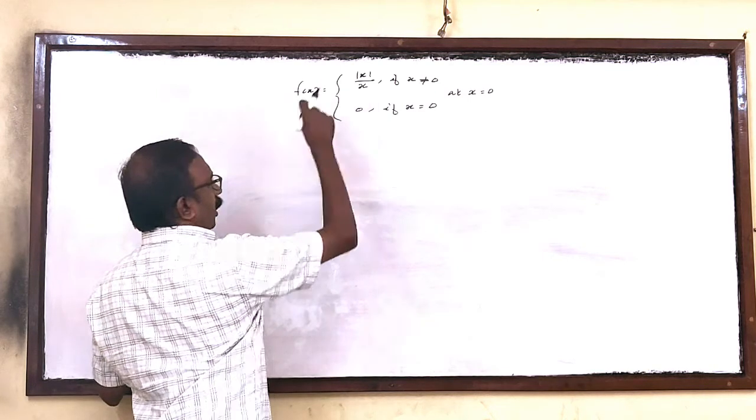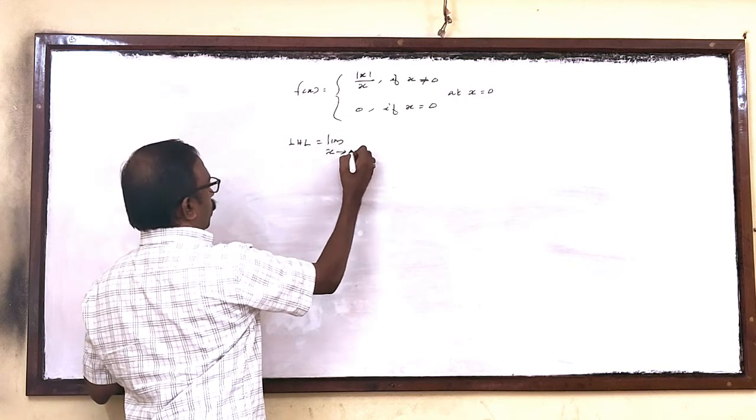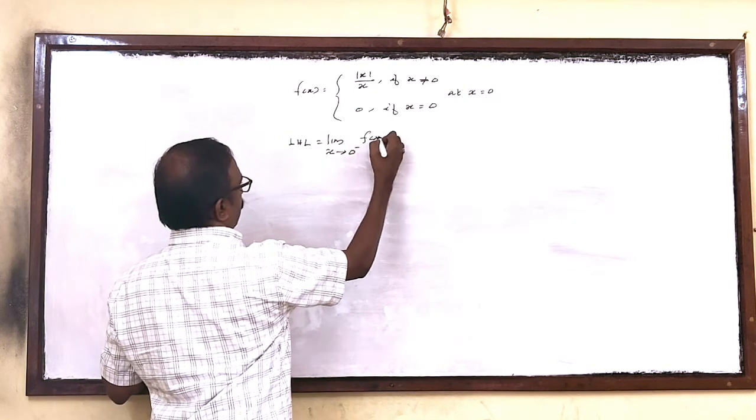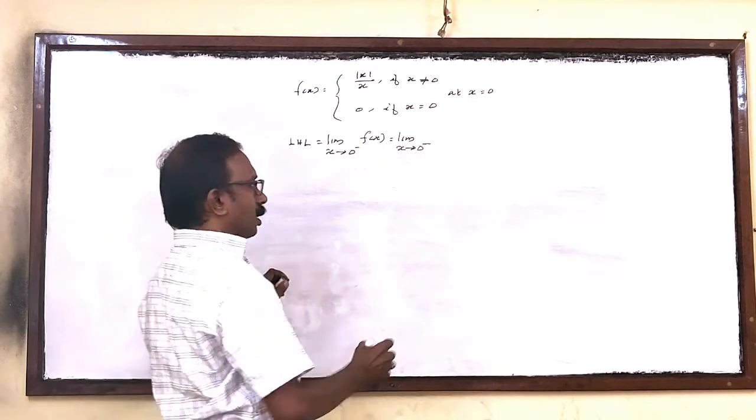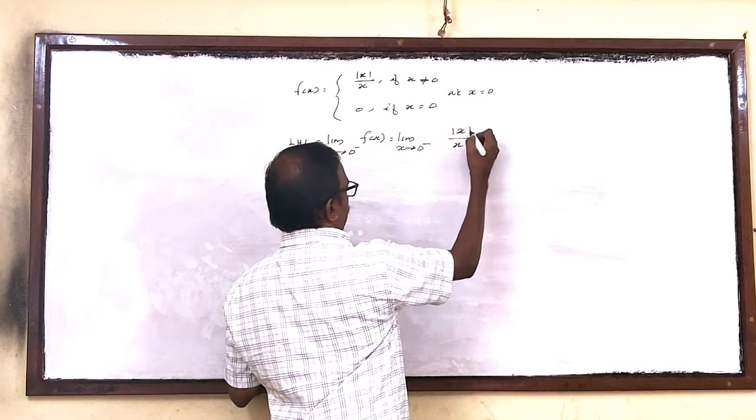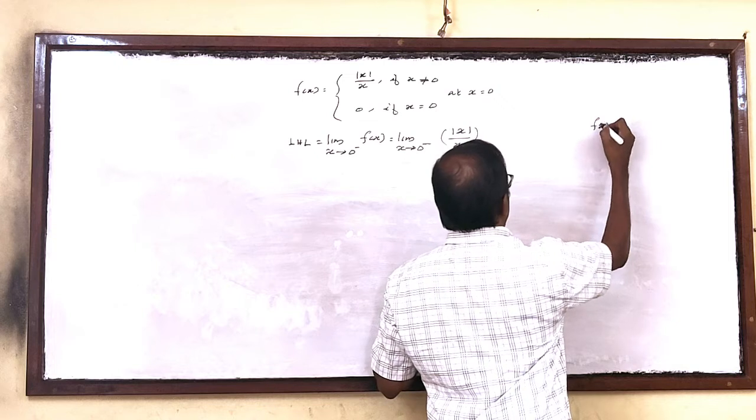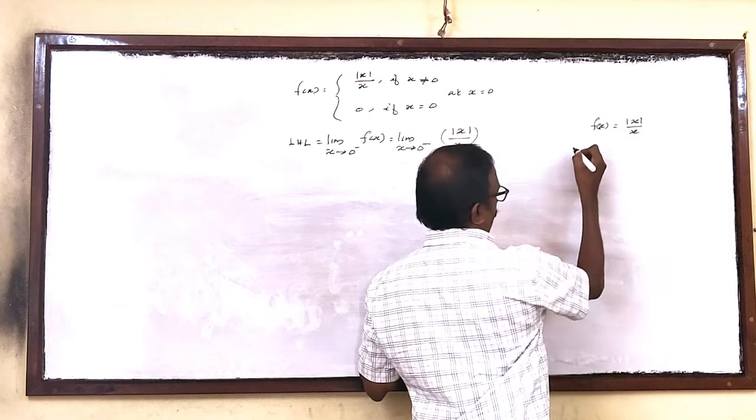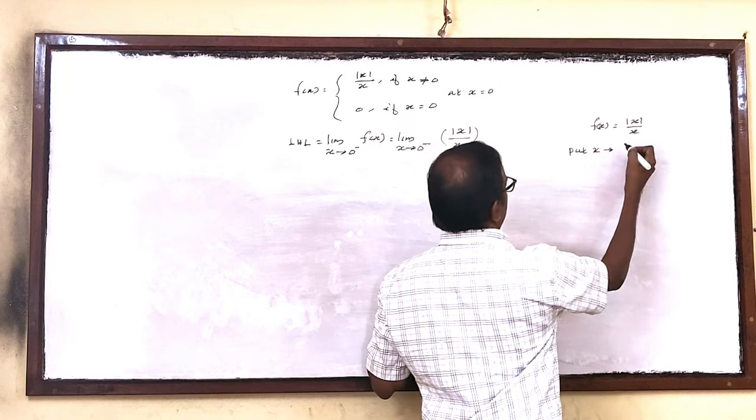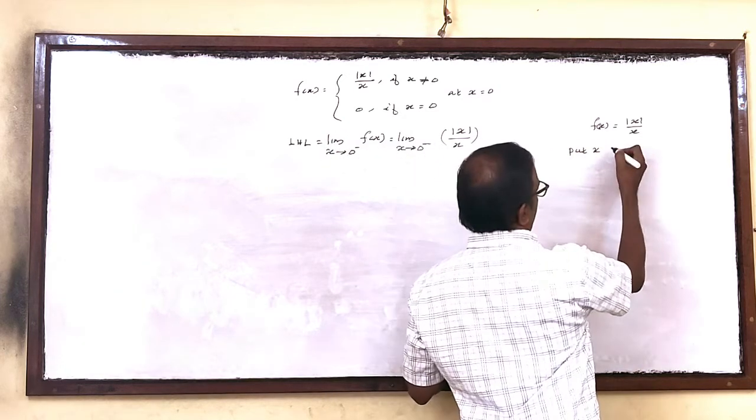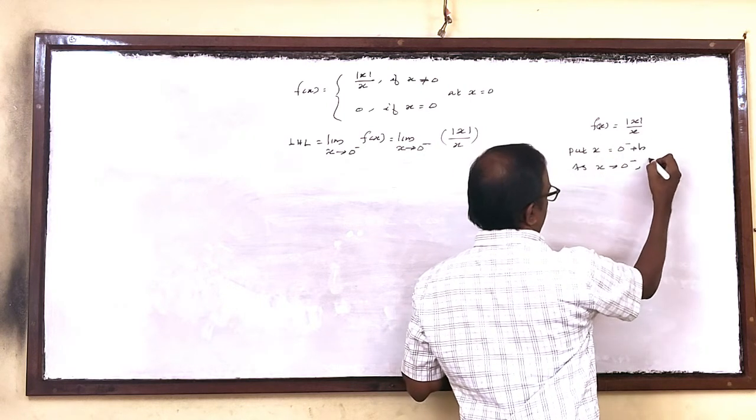Now, this function having modulus, so LHL, limit x tends to 0 minus f of x. f of x is modulus of x by x. So the modulus function works like f of x is equal to x by x. Here x tends to 0 minus, which means x is equal to 0 minus h. As x tends to 0 minus, h tends to 0.